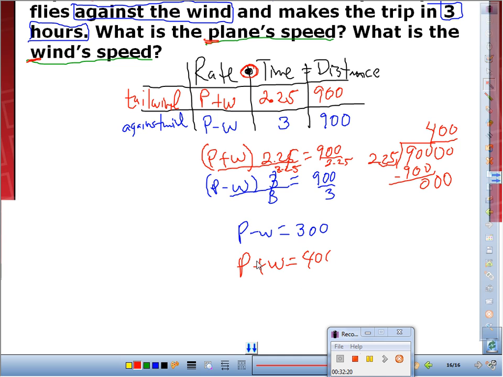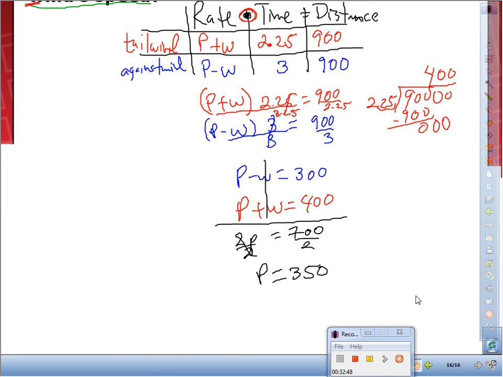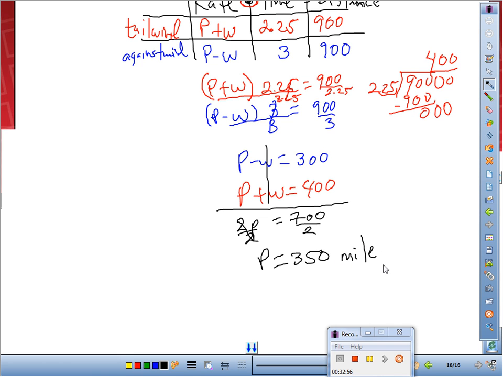By looking at it, what method can we use to solve? Elimination. Which ones eliminate? W's. And we're left with 2P equals 700, divided by 2, divided by 2. P equals 350. So let's see, what was the question? What's the plane speed? 350 what? Miles per hour.